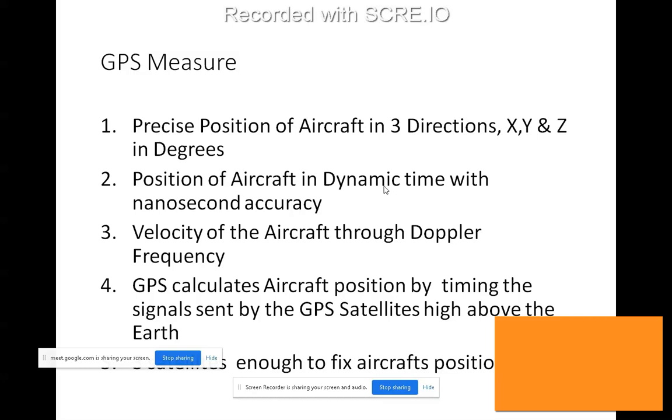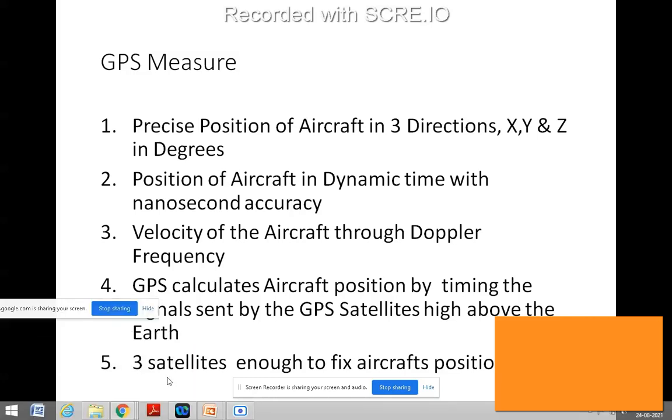And then GPS also calculates the aircraft position by timing the signal sent by the GPS satellite high above the earth. So using the signal sent by the GPS satellite, you can find the aircraft position. And then three satellites are enough to fix the aircraft position.